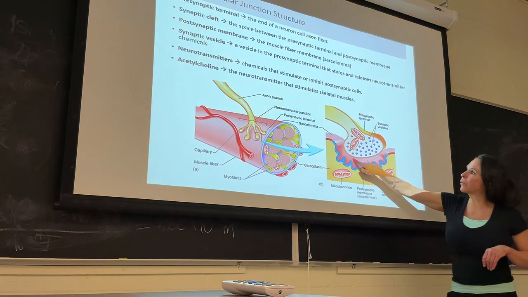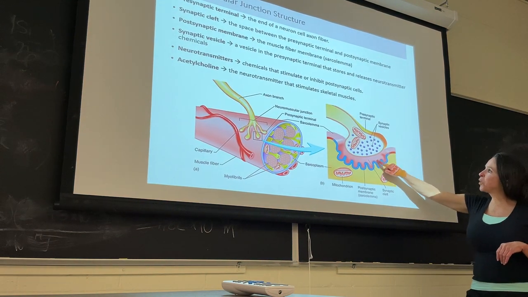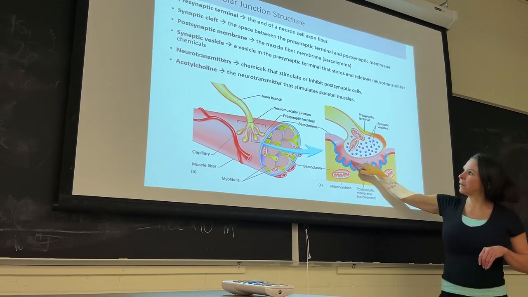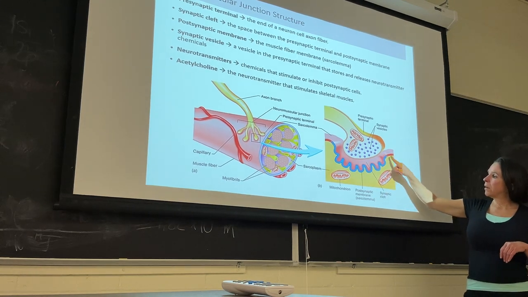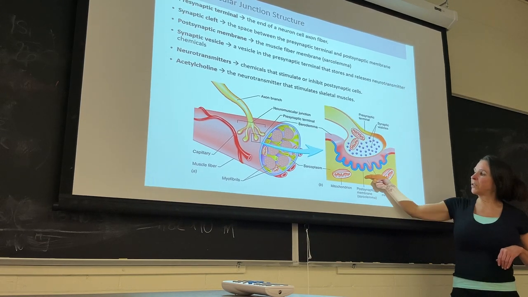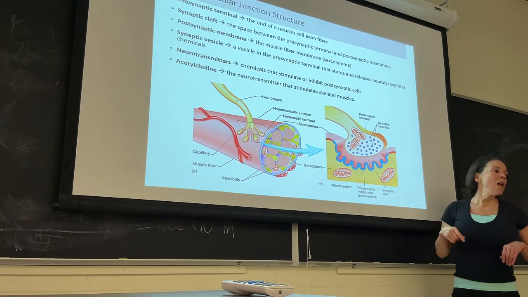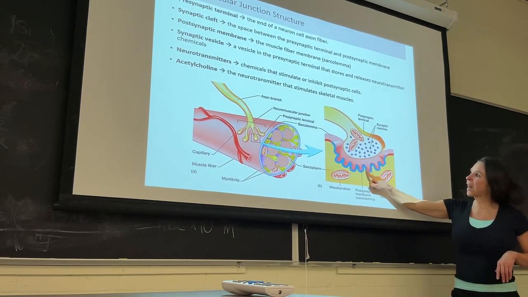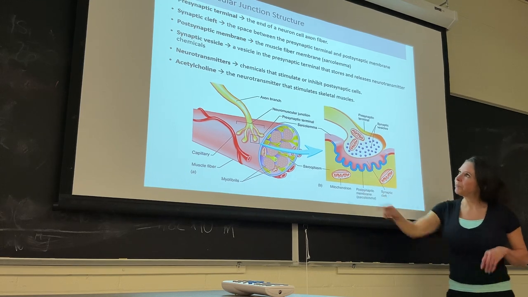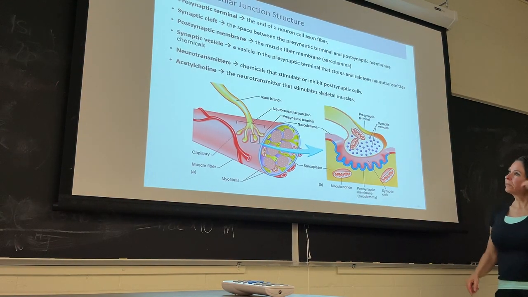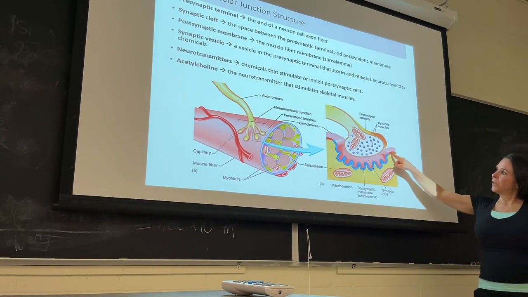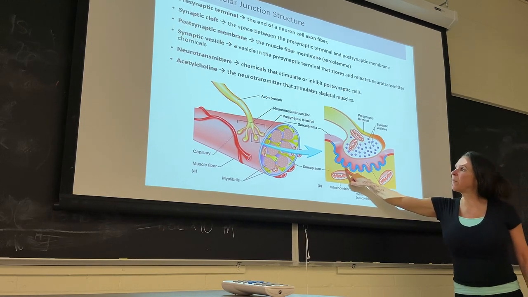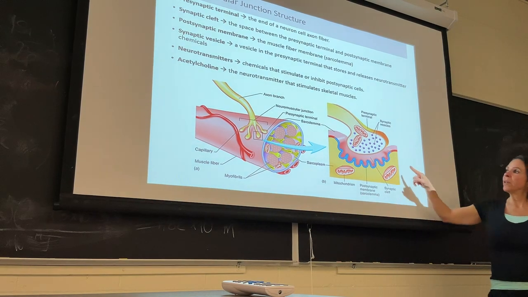Your synaptic cleft right here is kind of that space in between the presynaptic terminal and the postsynaptic terminal. Pre and post. Now the postsynaptic membrane, right here. They have it highlighted in blue. Since we're talking about the neuromuscular junction, this postsynaptic membrane would be the membrane of the muscle fiber, the sarcolemma.